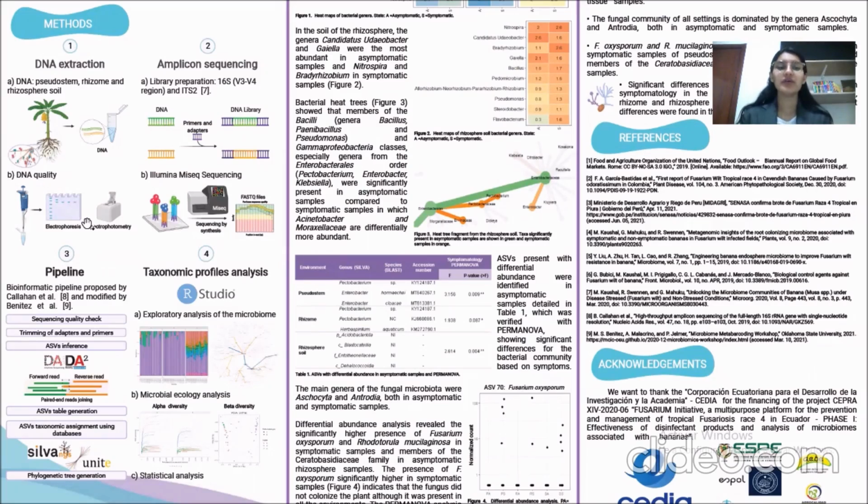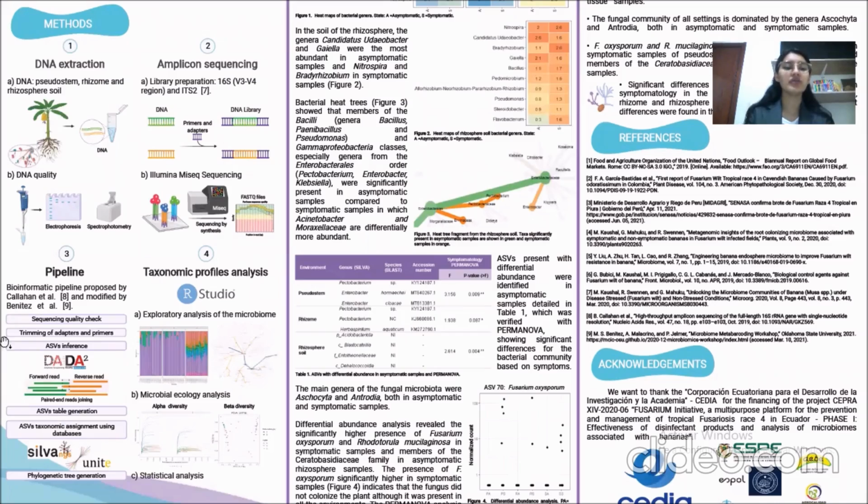The method began with the extraction of DNA from three types of environment: the pseudostem, the rhizome, and the soil from the rhizosphere. The DNA was used for library preparation considering the 16S subunit gene for bacteria and the internal transcribed spacer region 2 of ribosomal RNA for fungi. We used Illumina MiSeq amplicon sequencing to obtain individual FASTQ files per sample.